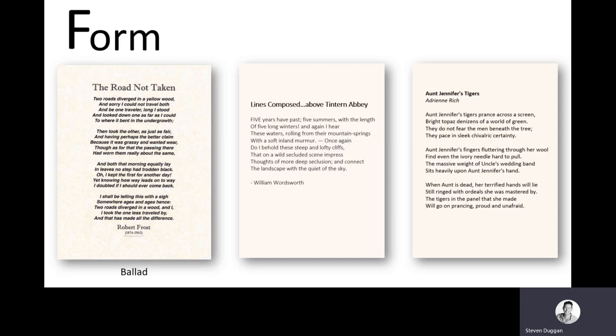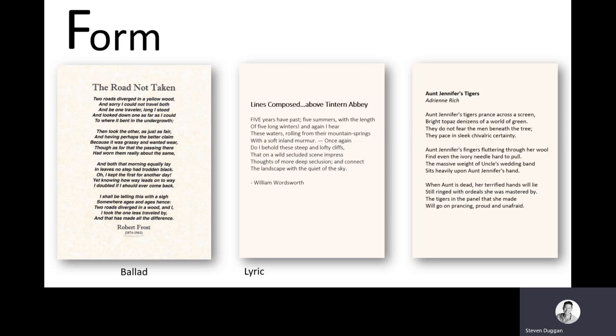The first one, The Road Not Taken, is clearly a ballad. It's a poem effectively telling a story. It's a narrative about the poet going into a wood and making a choice between one direction and another in a symbolic way. Lines Composed Above Tintern Abbey is a lyric. It's a poem expressing very strong emotion. It has a musical feel to it all the way through.